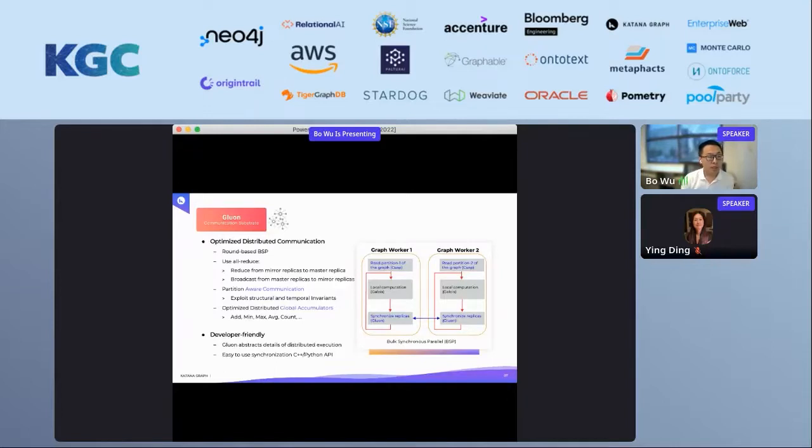Then for aggregation or reduction, the system supports different distributed accumulators like max, min, average, and so on. We hide the implementation details and provide intuitive interfaces in both C++ and Python. The communication engine is used in all graph workloads, including querying, analytics, and graph machine learning.